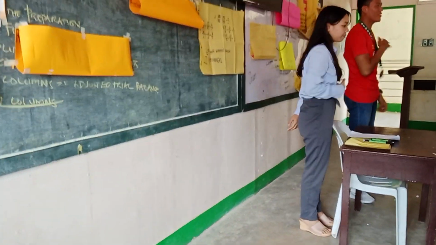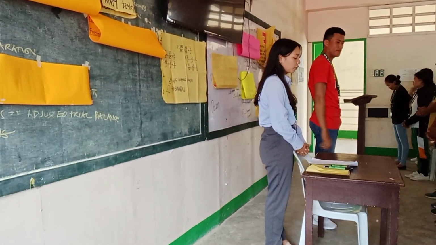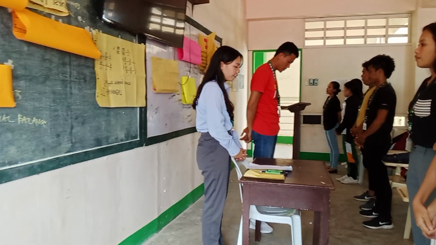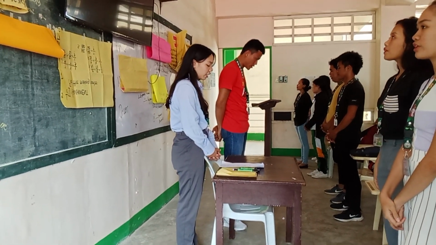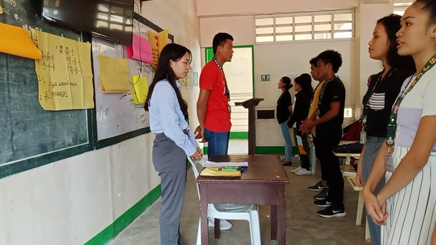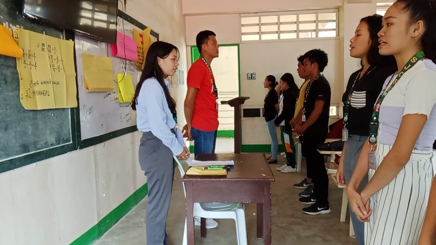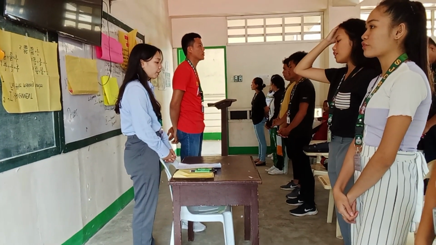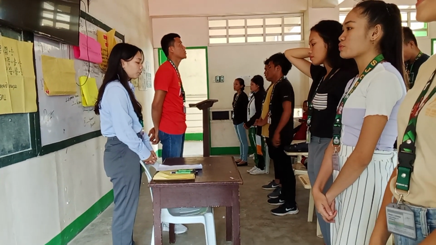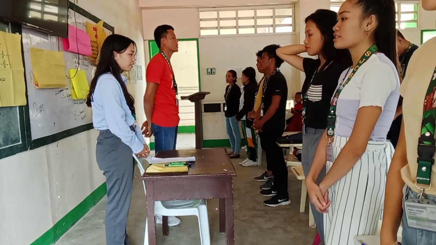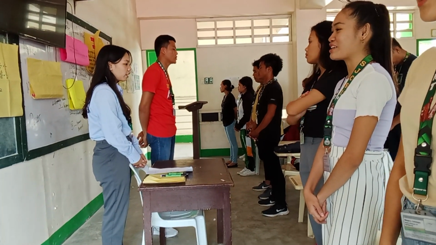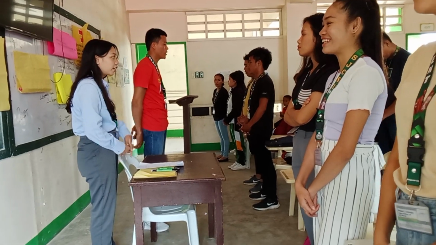In the name of the Father, the Son, and the Holy Spirit. Our Father, who art in heaven, hallowed be your name. Your kingdom come, your will be done on earth as it is in heaven. Give us this day our daily bread, and forgive us our trespasses, as we forgive those who trespass against us. Lead us not into temptation, but deliver us from evil. Amen.